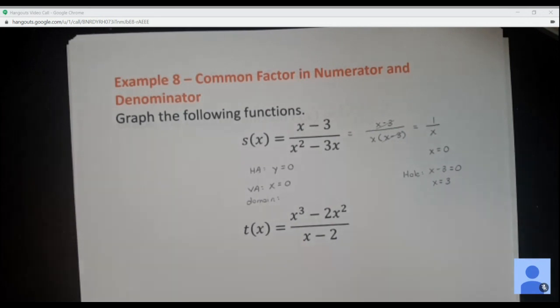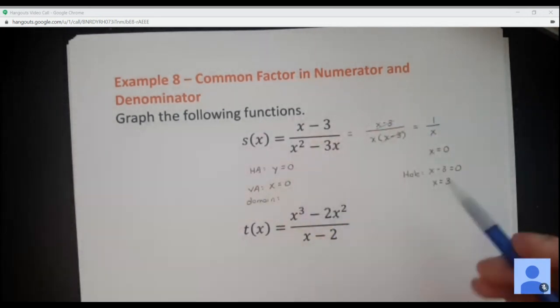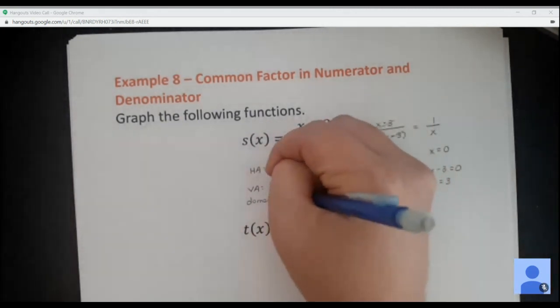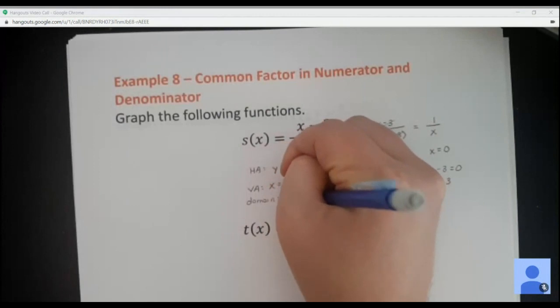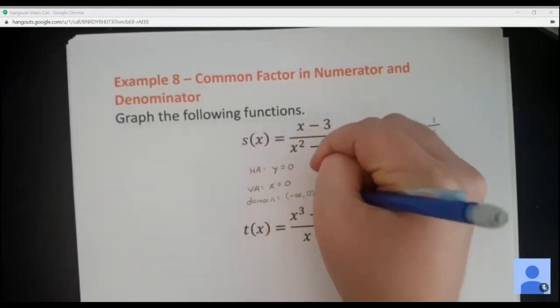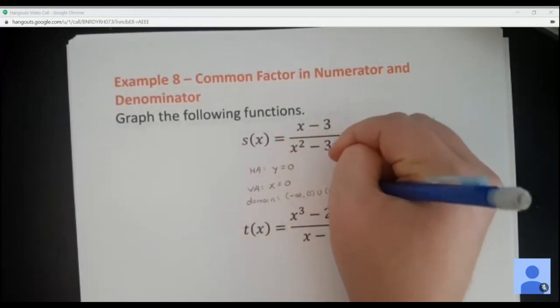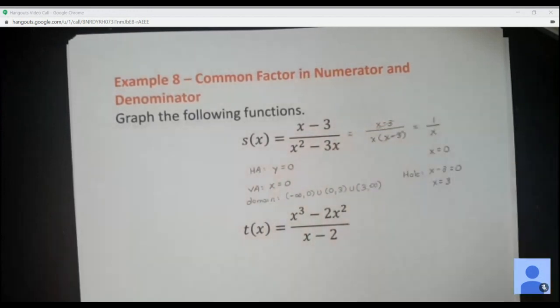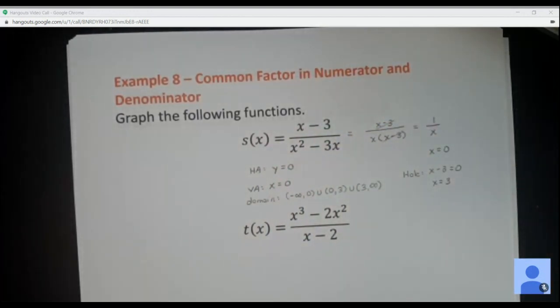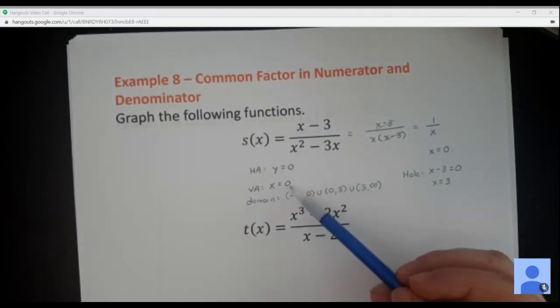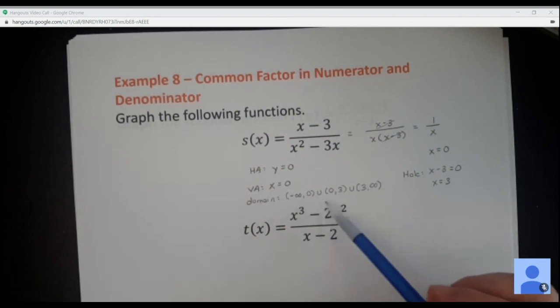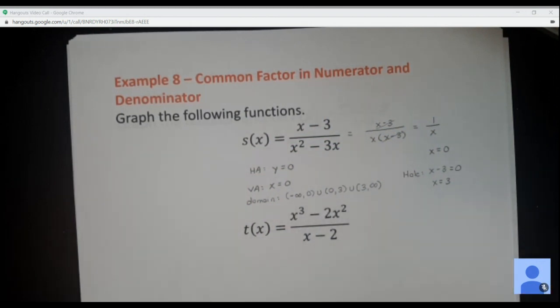Good, right? So we still have a restriction at 0 and we have a restriction at 3, even though that factor canceled out. So in terms of our domain, it's going to be negative infinity to 0, union 0 to 3, union 3 to infinity. So just keep that in mind when you're doing domain. We have to consider vertical asymptotes, but we also have to consider any holes in the graph. And so this is going to be our domain this time.